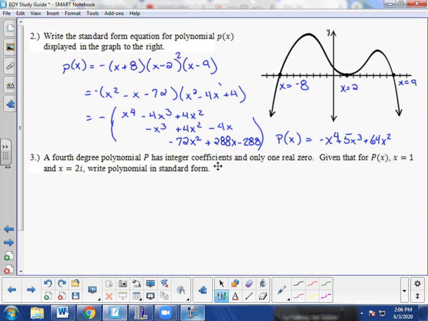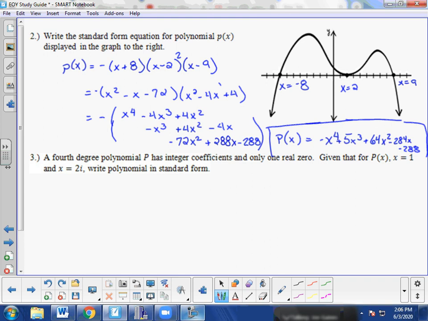Then combine these two would give me positive 284x, but again, distribute the negative, so negative 284x, still running out of room slightly, minus 288. So my final answer for p of x would be negative x to the fourth plus 5x cubed plus 64x squared minus 284x minus 288.